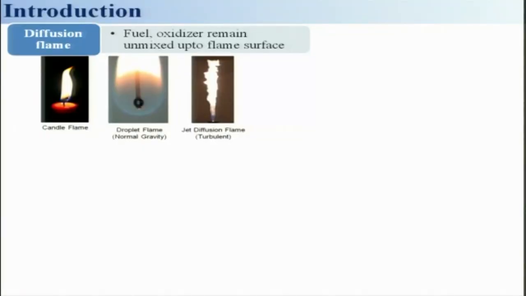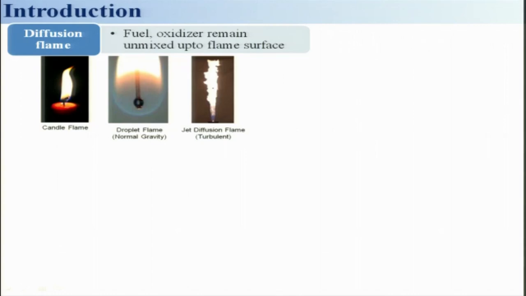So in the diffusion flame, the fuel and oxidizer remain unmixed up to the flame surface. That is the beauty of the diffusion flame. But however, it is having a problem. You can see that the candle flame is basically yellow in color, unlike the premix flame where the flames are blue in color, right? And similarly for the droplet combustion and jet diffusion flame, you can see the yellow color.